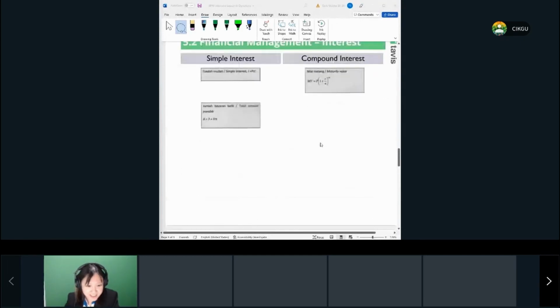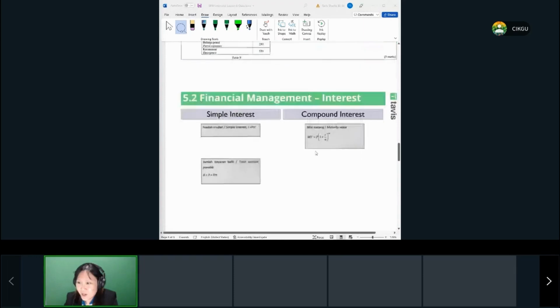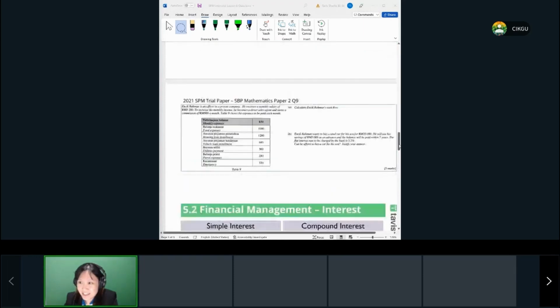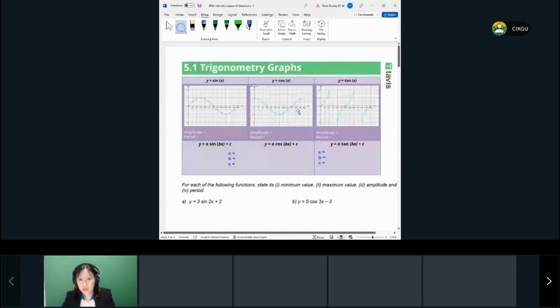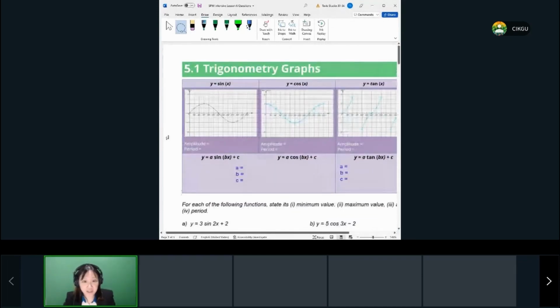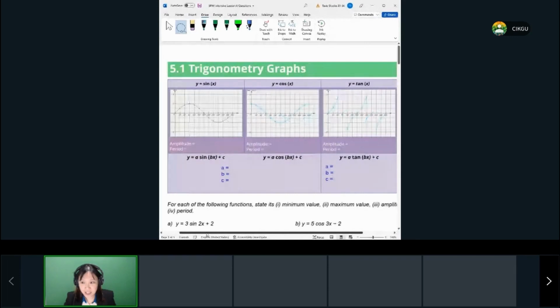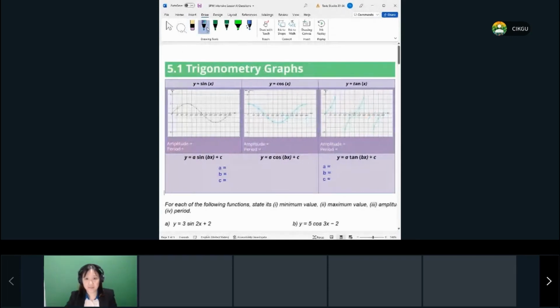Interest rates. I purposely want to do this because out of the trial papers that I saw, at least 80, if not 90% of them, have these interest questions, simple interest and compound interest. So that being said, let's get started. Pen, paper, everything, take out from your side.